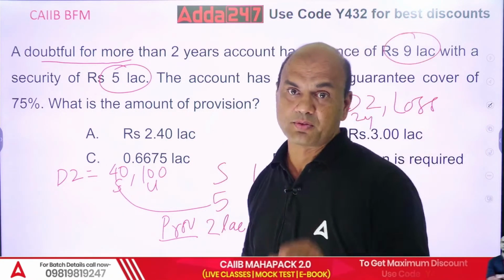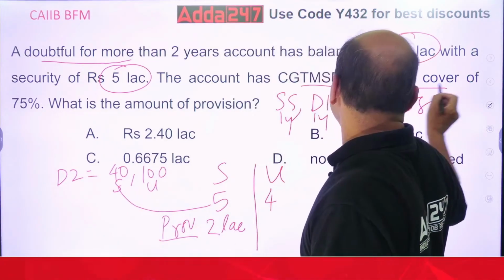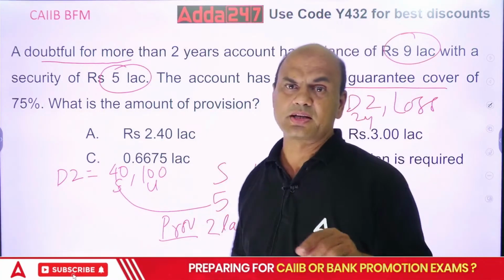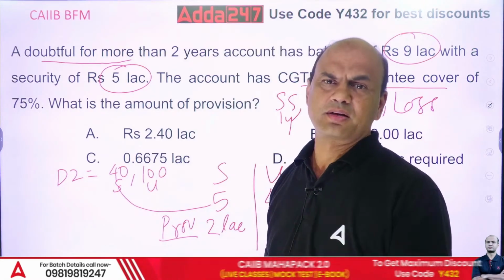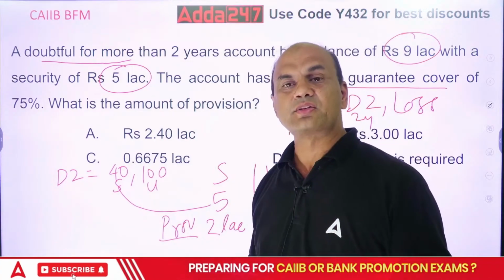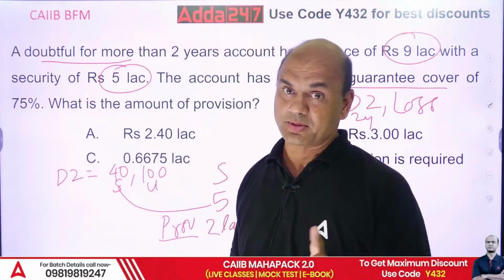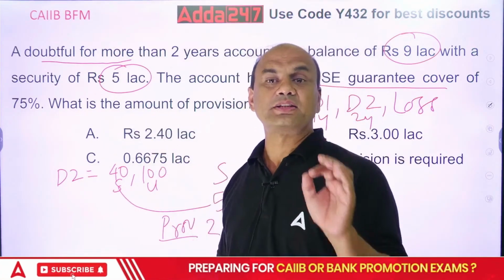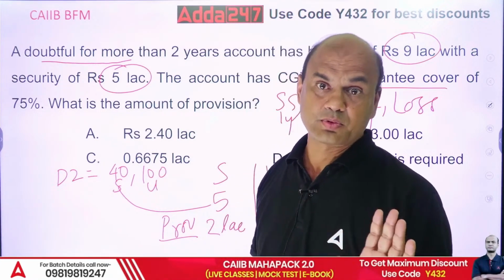But there is a problem now. What is the problem? CGTMSE guarantee cover is for 75%. Now this CGTMSE guarantee cover is given by the Government of India, central government. And MSE means micro and small enterprises. So CGTMSE guarantee is always given to those banks who are members of CGTMSE, not to every bank. So now this is 75%. This is always given for the unsecured portion, never for the secured portion.